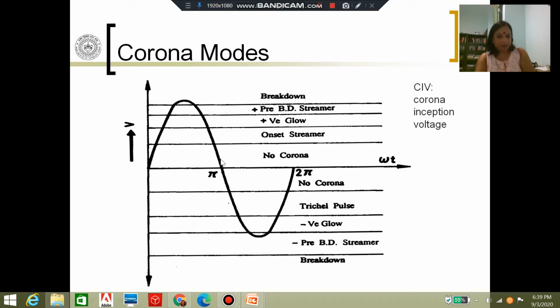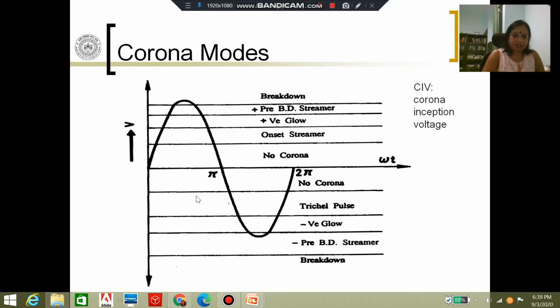This shows you when you have positive polarity. This shows you when you have negative polarity. By positive polarity, I mean that the high voltage conductor is positive with respect to ground. By negative polarity, I mean that the high voltage conductor is negative with respect to ground. And these show the various magnitudes.